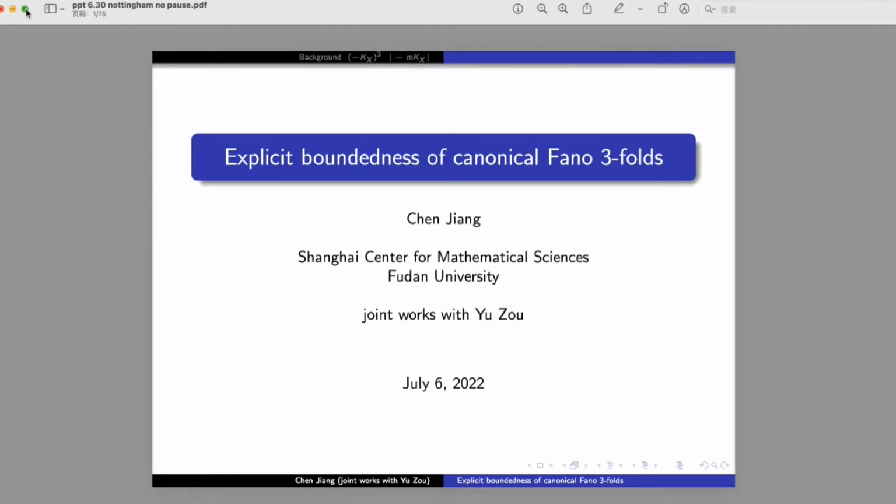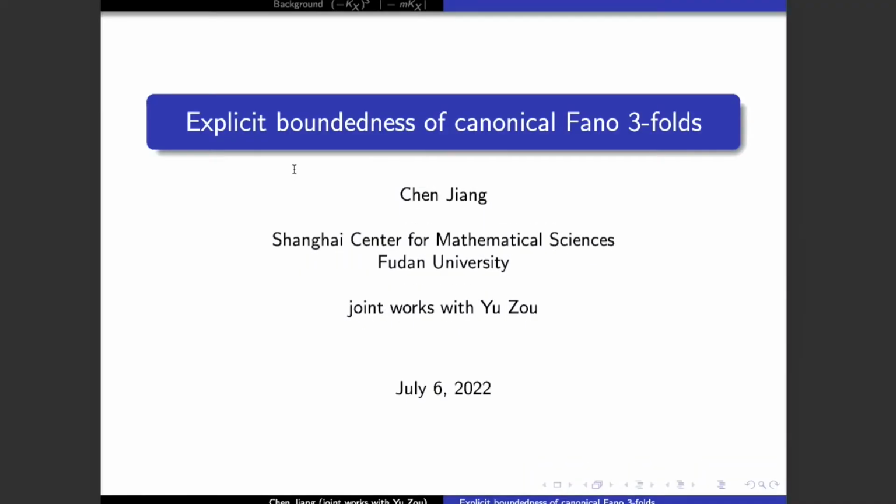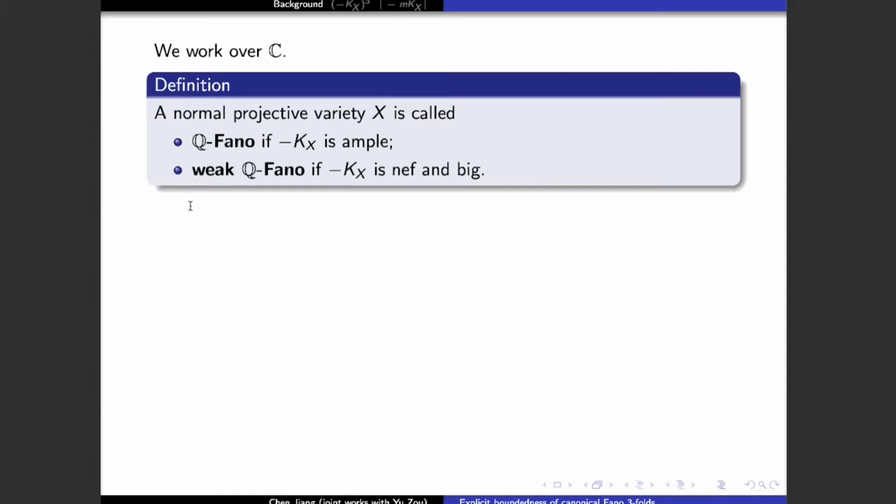Okay, so let me start with some introduction. So I will talk about explicit boundedness of canonical Fano threefolds. Yeah, I'll start with a definition.